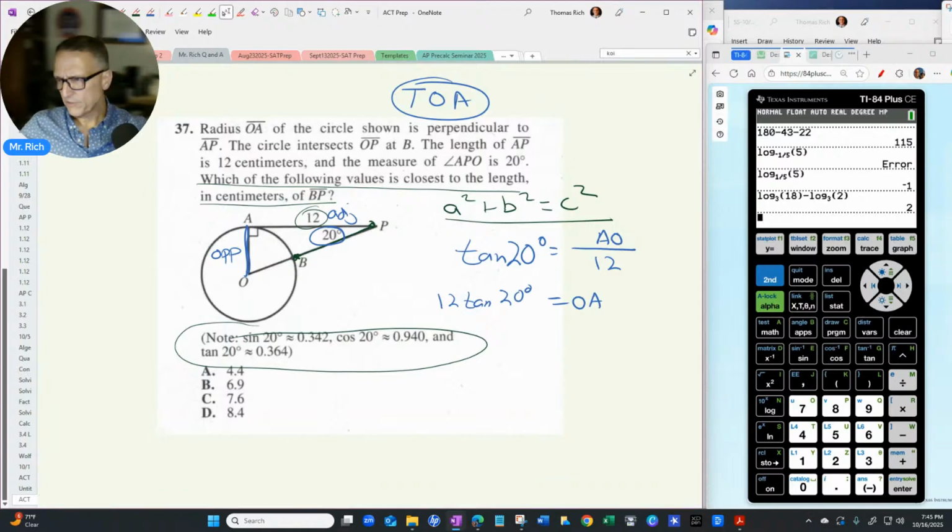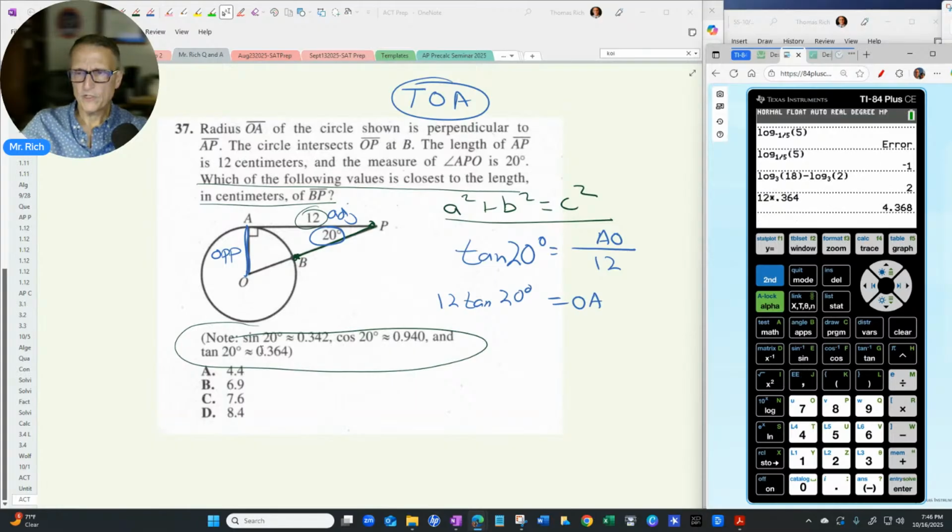And let's go to our TI-84 calculator here. So we will do 12 times, and I'm going to use their numbers over here, 0.364. So 4.368. So I know that this side over here, AO, is now 4.368. Now what I'm going to do is use the Pythagorean theorem and go ahead and get the third side. I'm assuming if I'm going to get BP, I'm going to have to find that whole side of that right triangle. So I'll just use the Pythagorean theorem.